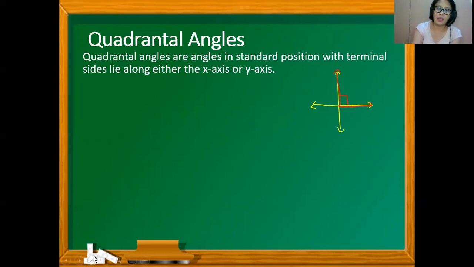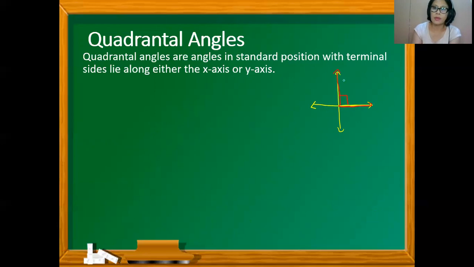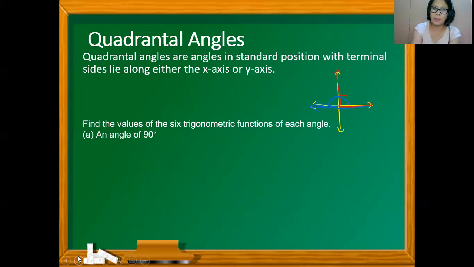Another quadrantal angle is this one, where the terminal side lies along the x-axis. Okay? Now find the values of the 6 trigonometric functions of each angle.